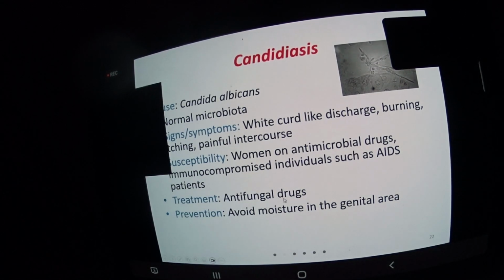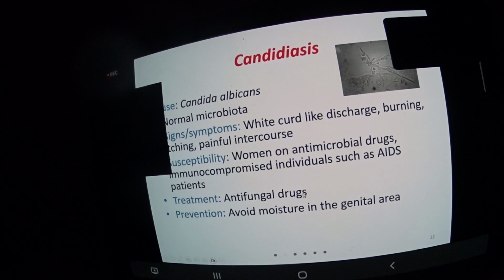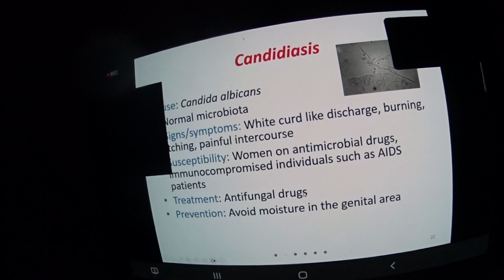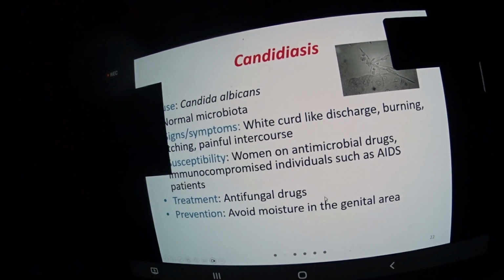Treatments is antifungal drugs. Antifungal drugs, usually topical. In some cases, they can actually give you systemic antifungal, but the topical one, like Monistat and all of that, you can purchase even without any prescription.